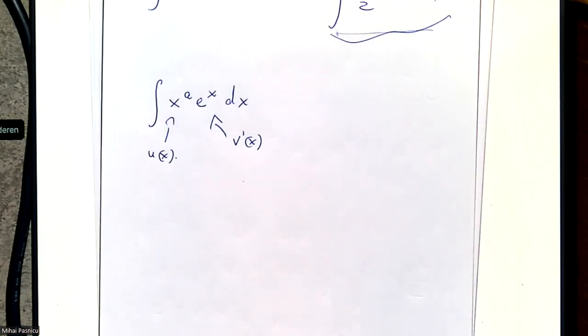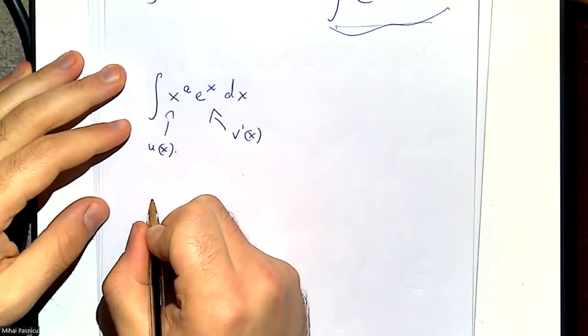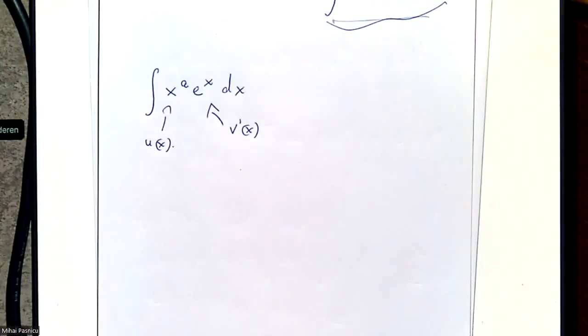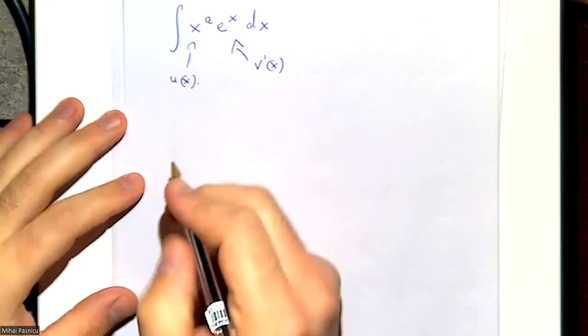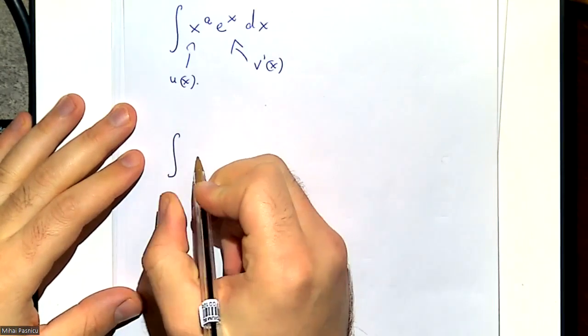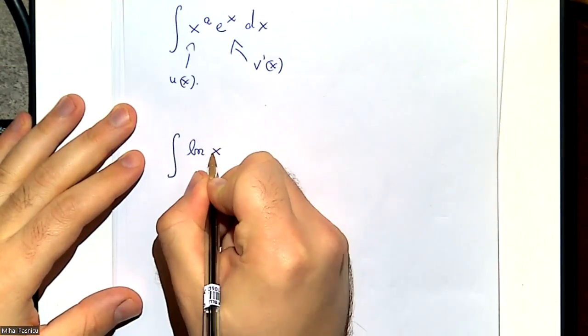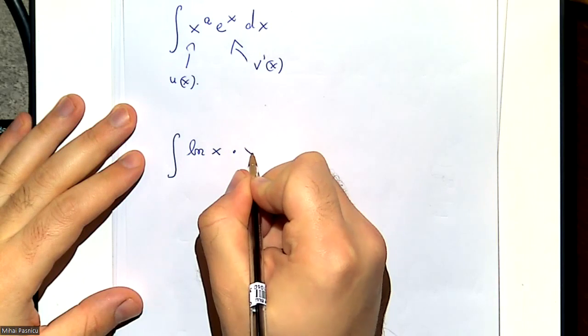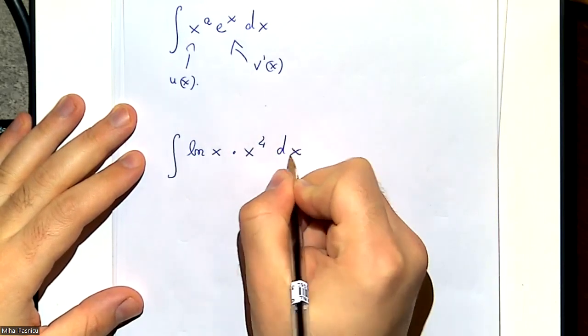Now, the same applies for... let's do another one. I'll try to guide you and we'll do all the examples, good and bad cases, to see where we're getting stuck and why. So let's do the integral of log of x times x to the fourth dx.